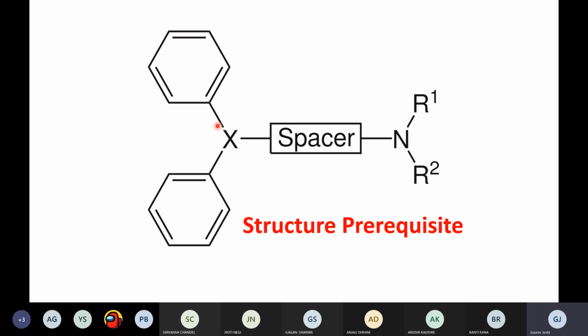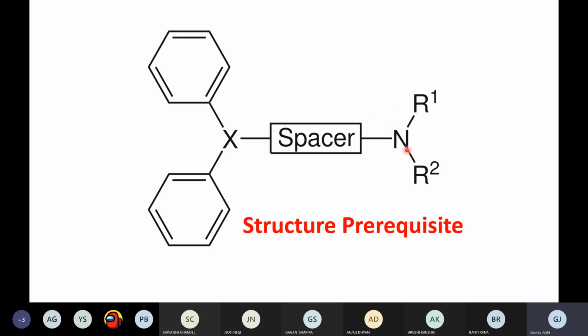This X can be oxygen, nitrogen, or carbon, right? So when it is a carbon, all the molecules which have a carbon here, and if these two rings are different, will show a chiral property, right? They will be chiral in nature, right? The third thing which we discussed was the spacer, right? In the spacer, what was there? It can accommodate up to three carbons, for example, methane, ethane, and propane, right?